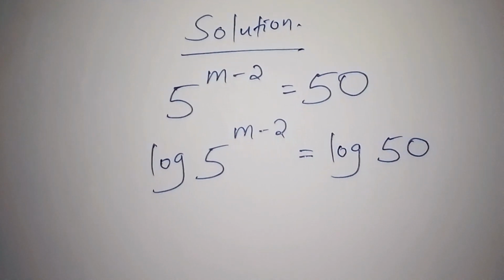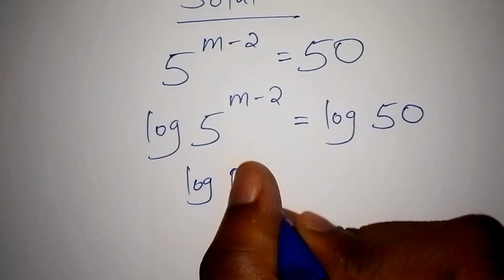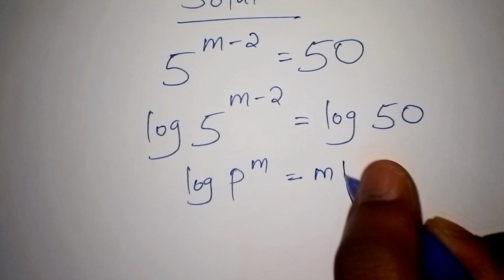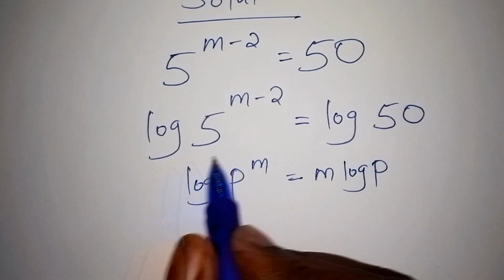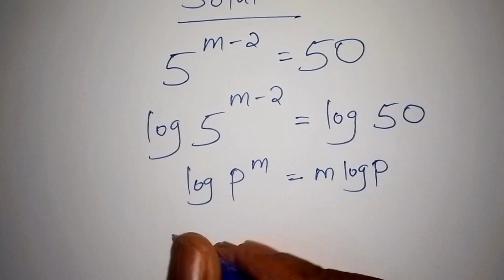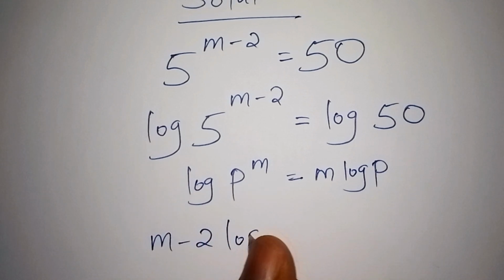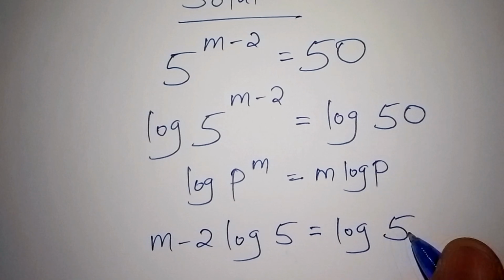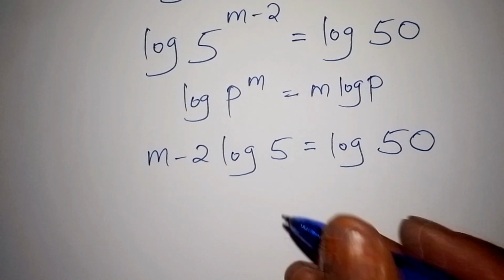The first step that we need to do: suppose we have something like the log of p to the power of m, this shall be worked out as m log p. So let's now change the log of 5 to the m minus 2 into the form of m log p. Here we shall have m minus 2, the log of 5 is equal to the log of 50. From there, we need to divide both sides by the log of 5.